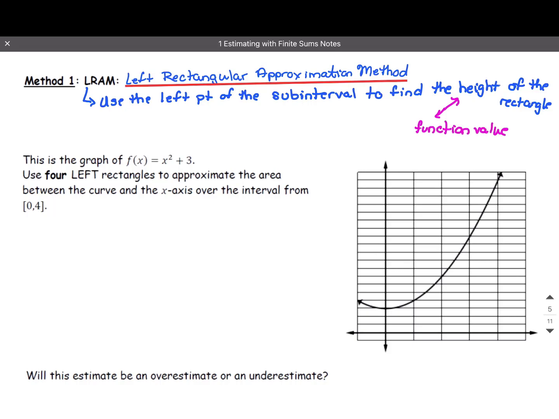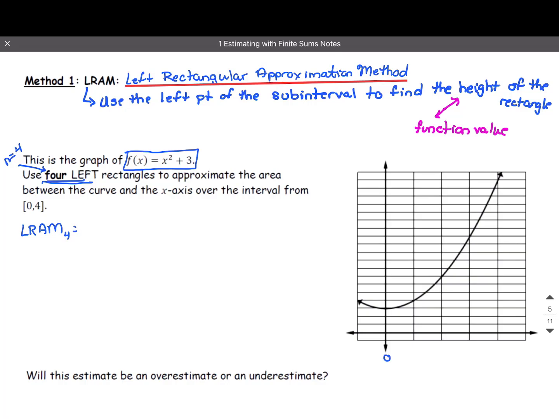So now here's the same graph of f of x is x squared plus 3. So this is the function, and we want to use 4 left triangles. So we're going to have n equals 4. That n is for the number of rectangles we want. So we're doing an LRAM sub 4. That means 4 rectangles. Well, let's look at the graph, okay?